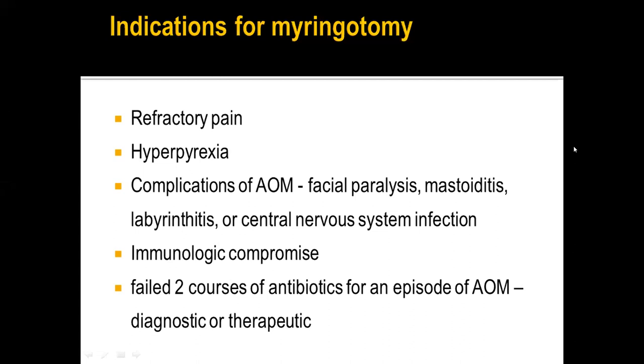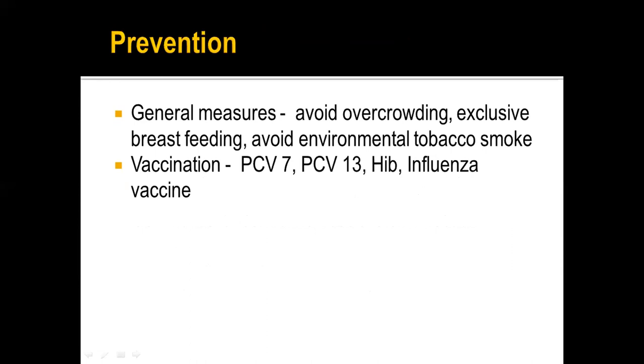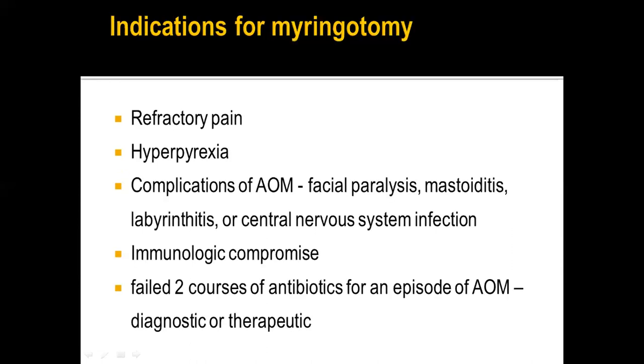Indications of myringotomy include refractory pain, hyperpyrexia, complications of acute otitis media like facial paralysis, mastoiditis, labyrinthitis, or spread to the central nervous system. Also, if the patient is immunologically compromised, and if one or two courses of antibiotics, even a primary and secondary therapy, have failed, then we can do this tympanostomy as a diagnostic procedure to isolate the organism and know the culture sensitivity, or as a therapeutic process for source control.